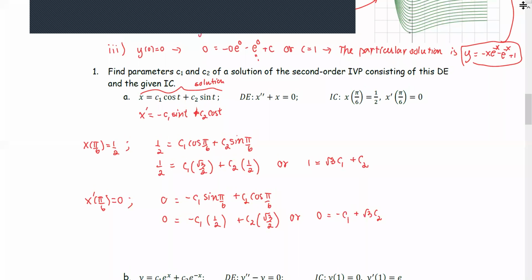And then we are going to find C1 and C2 using the two simplified equations. From the second equation, C1 equals square root 3 times C2, and then substitute into the first equation. We get 1 equals square root 3 times square root 3 C2 plus C2. Therefore, C2 equals 1 over 4. That gives us C1 equals square root 3 over 4.